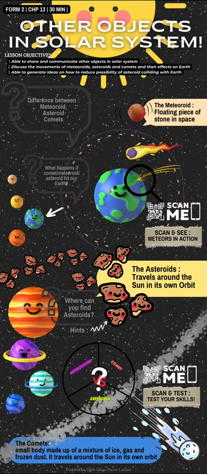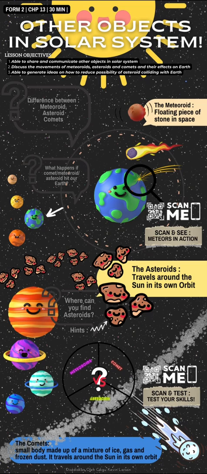And then finally, where can you find asteroids? Based on the notes here, it travels around the sun in its own orbit, meaning that it has an orbit, but where can you find it? You are given a hint here.